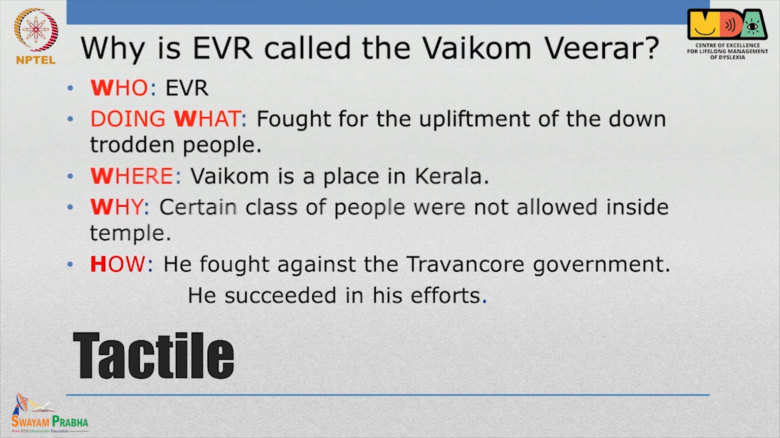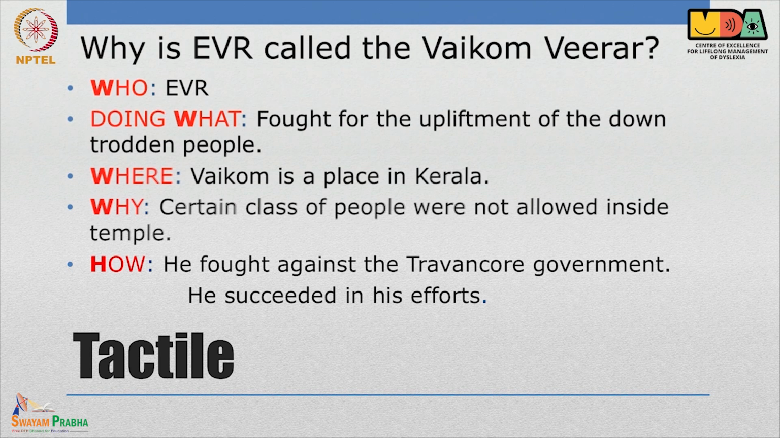Let me demonstrate it. Whom are we talking about? Who or what? Evera. He fought for the upliftment of the downtrodden in Vaikam, which is a place in Kerala. There is no answer for when, so I am going to fold this up. Why? Because certain class of people were not allowed to enter into temples. And how did this all happen? He fought against the Travancore government and ultimately succeeded in his efforts.